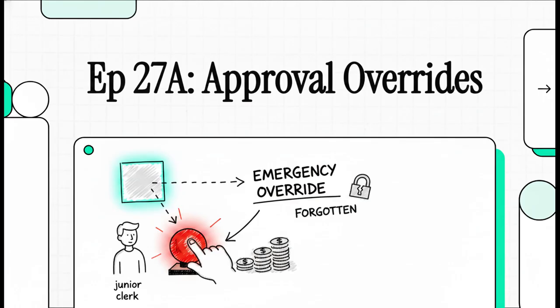Now, you want to know the absolute scariest part of this whole scenario? The system didn't actually break. There was no hacker, no malicious code. What actually happened was that IT gave this clerk an emergency override weeks ago during a routine system migration and just forgot to turn it off. This right here is the reality of hidden risks in modern financial systems.